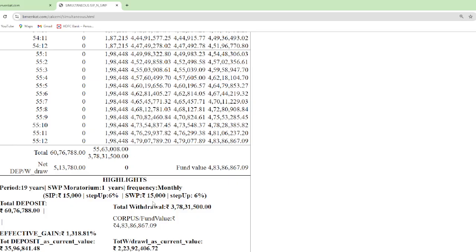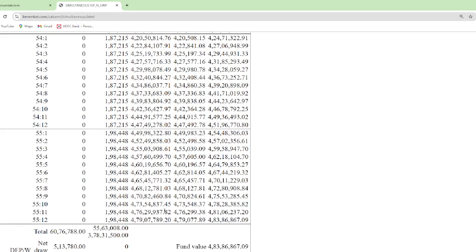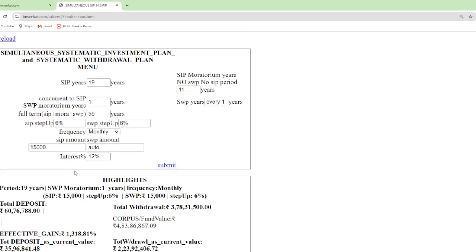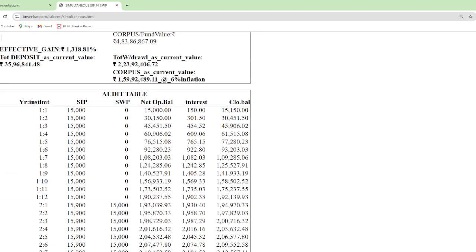In between, we will be withdrawing the funds. First, the initial withdrawal during the SIP period. Yes, 55 lakhs. Therefore, the effective amount during the investment period would be 5,13,000 rupees. Now, let us go back. Come from the top.